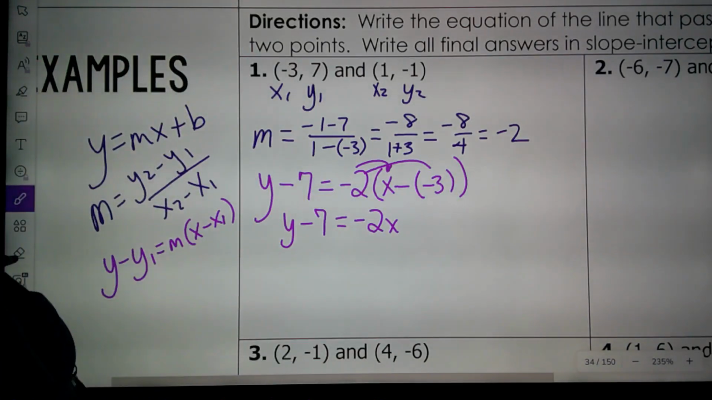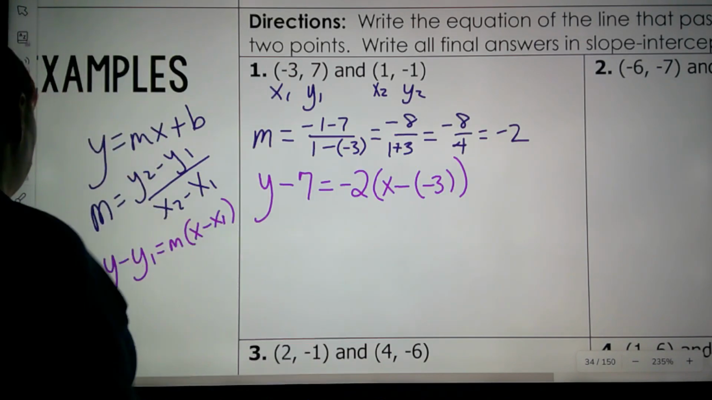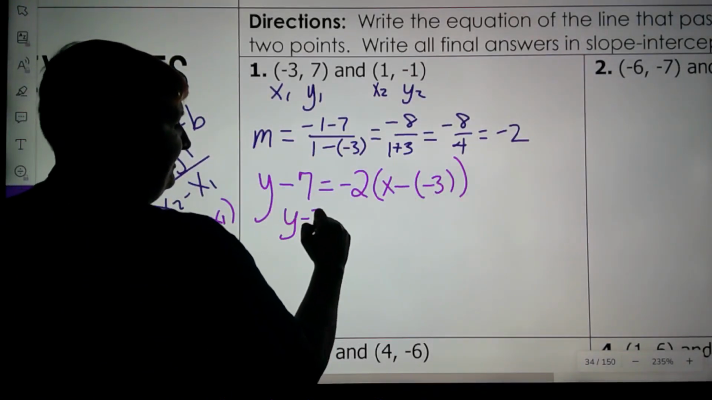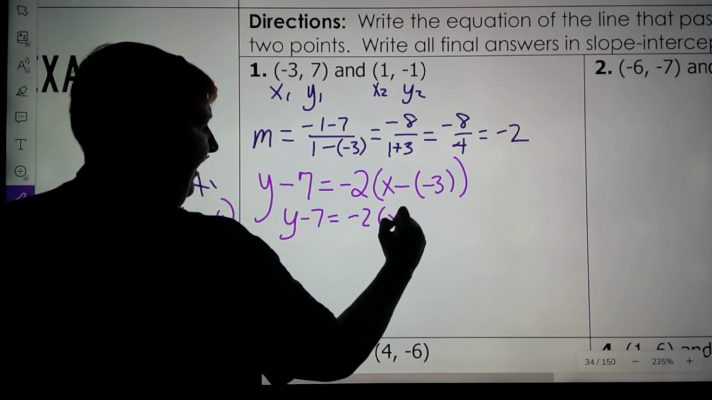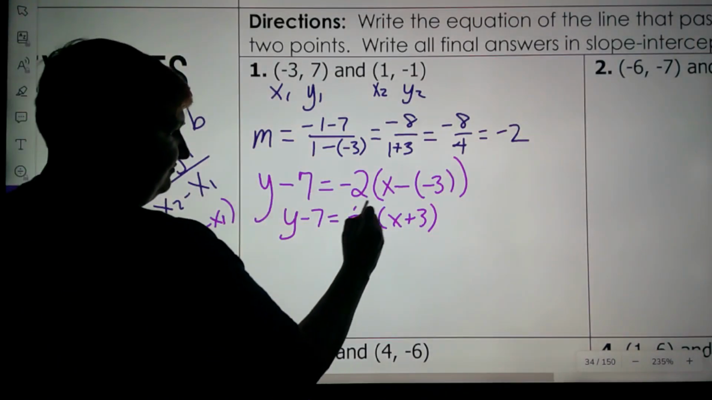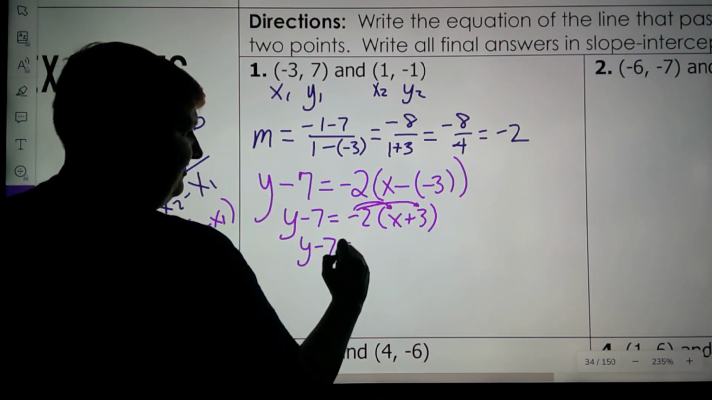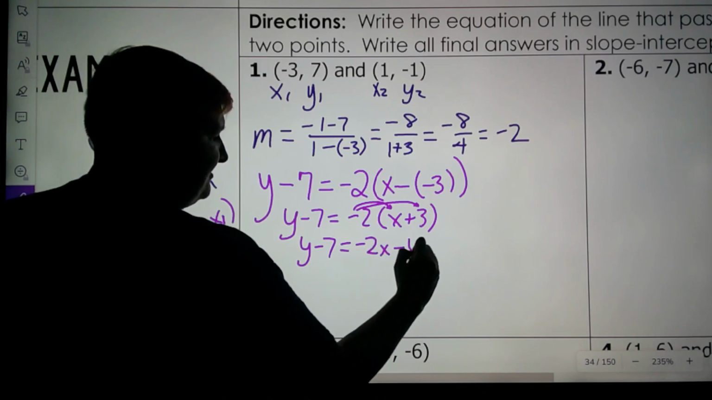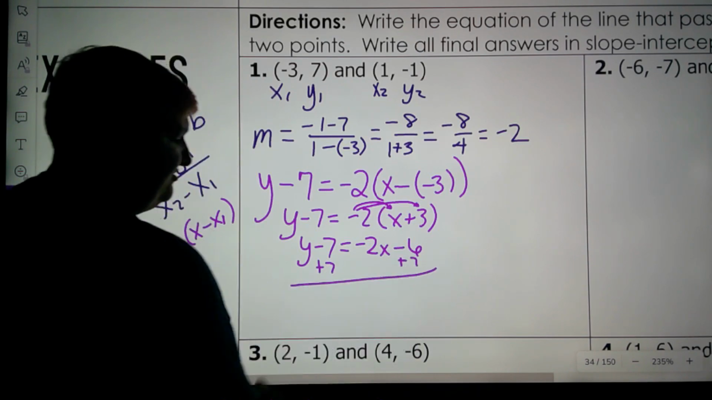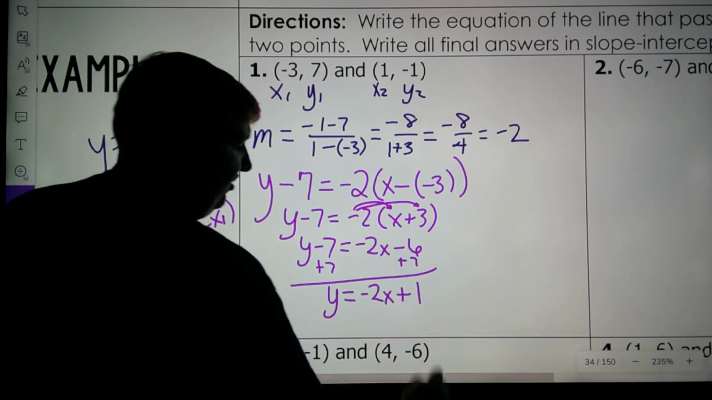Should I go back and do that step first? I will for you. All right. So before I even distribute, I'm going to get rid of this double negative. Y minus 7 equals negative 2 times x plus 3. Now I can distribute, right? So it's going to be y minus 7 equals negative 2x minus 6. Get rid of the constant by using the inverse. Y equals negative 2x plus 1.